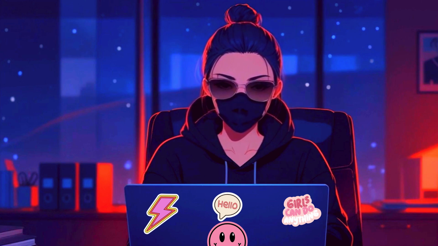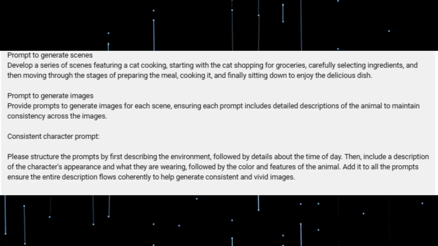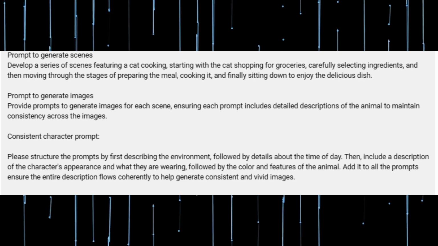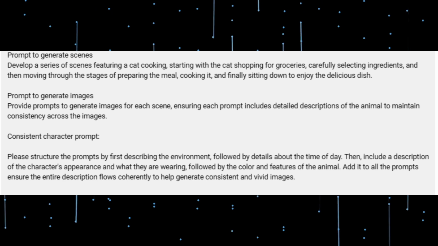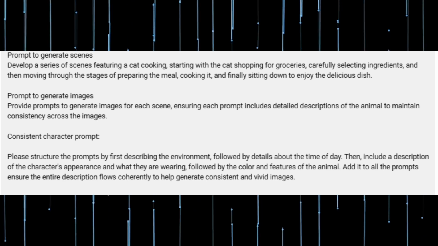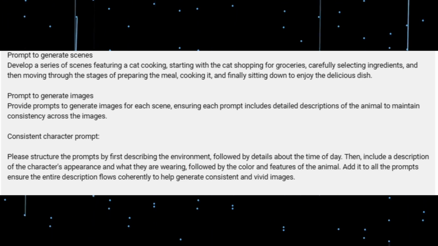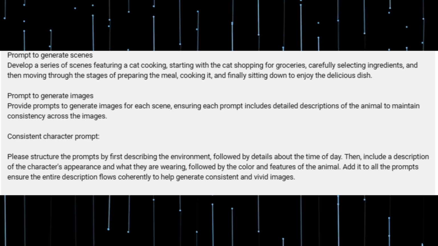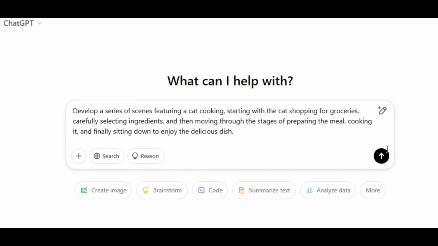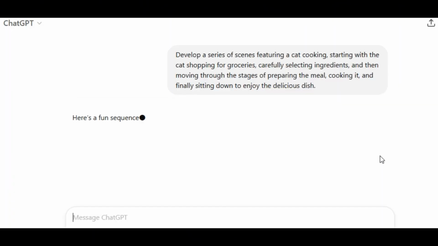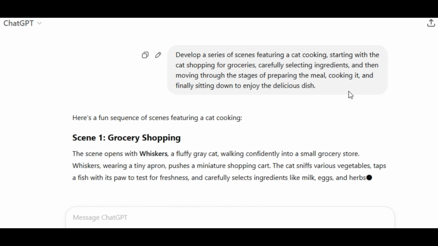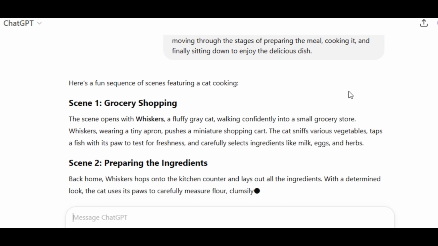Open the video description and locate the scene prompts. These prompts guide ChatGPT to create detailed scenarios featuring animals performing human-like activities, such as a cat cooking or a dog cleaning. If you want a different animal, simply replace the animal's name. To change the activity, swap out the verb. For example, replace cooking with dancing. Copy the scene prompt and paste it into ChatGPT, then hit enter. ChatGPT will instantly generate creative and engaging scene descriptions, forming the foundation for the AI-generated videos you'll create next.